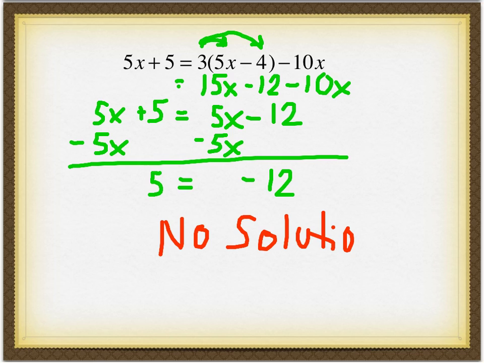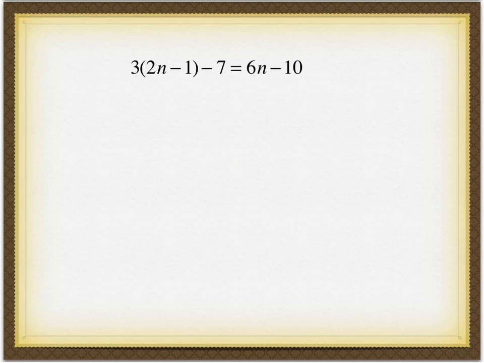No matter what you try putting in there for x, it will not work. It will not satisfy this equation. And that always happens when the variables cancel out and the numbers that you have left that the equation says equal one another really don't. Alright, let's move on to another and see what happens here.